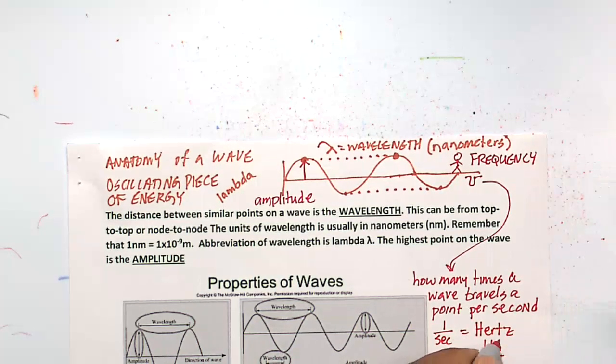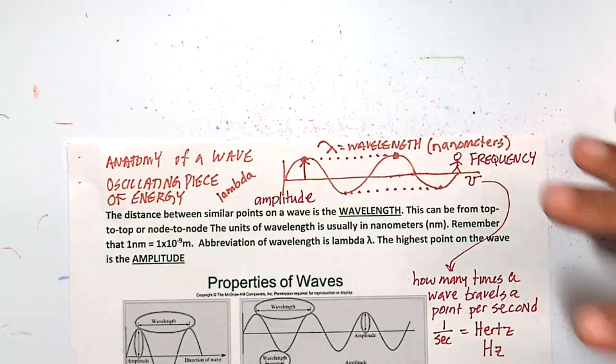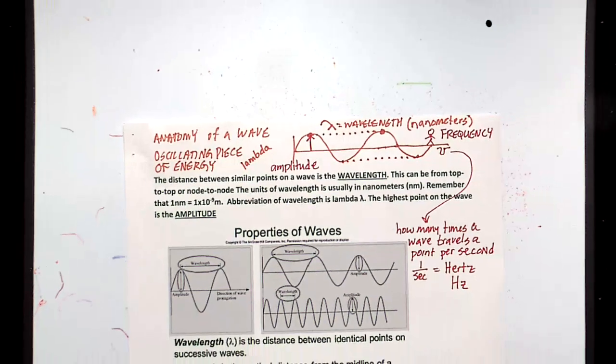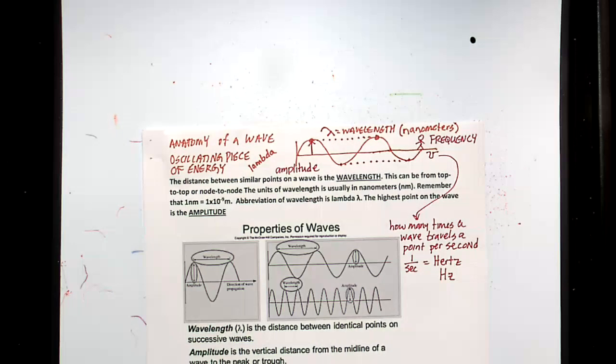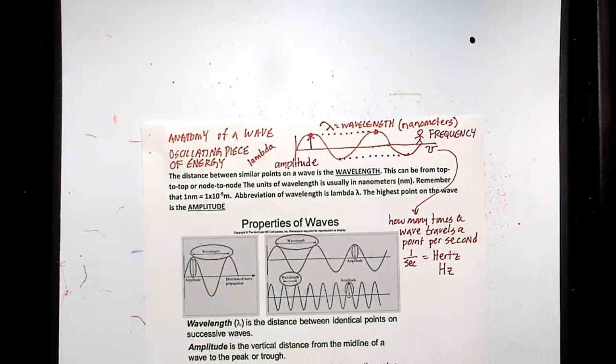Hertz. 96.5 megahertz on our radio dial, 101.5 rock on our FM radio dial. Megahertz, those are radio waves. They travel in megahertz frequency. You can't see them, but we can hear them. How many times it travels a point. So, let's look at this example here.